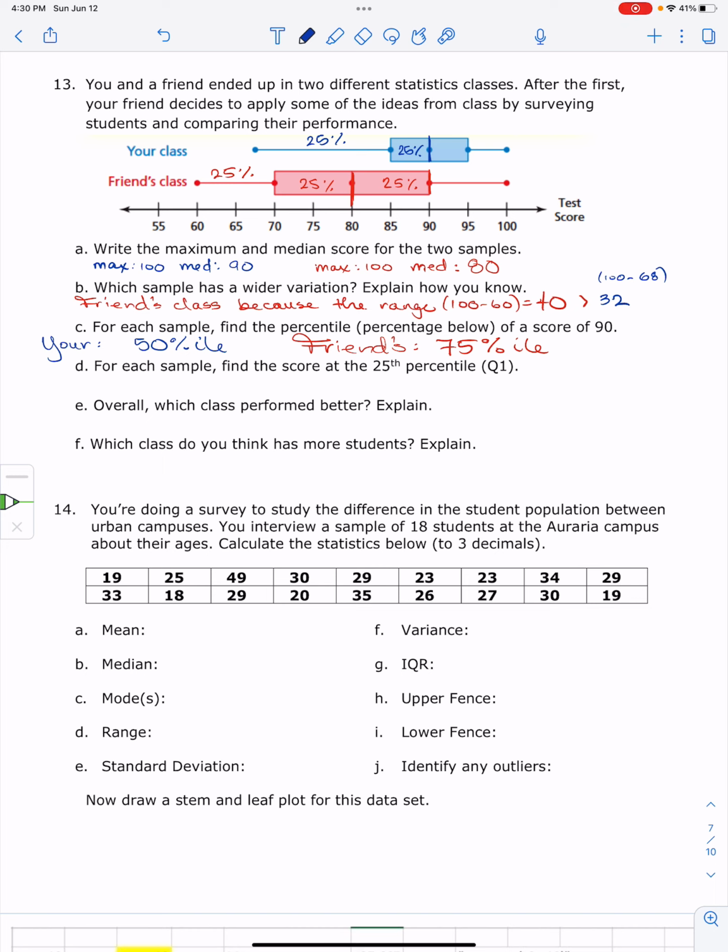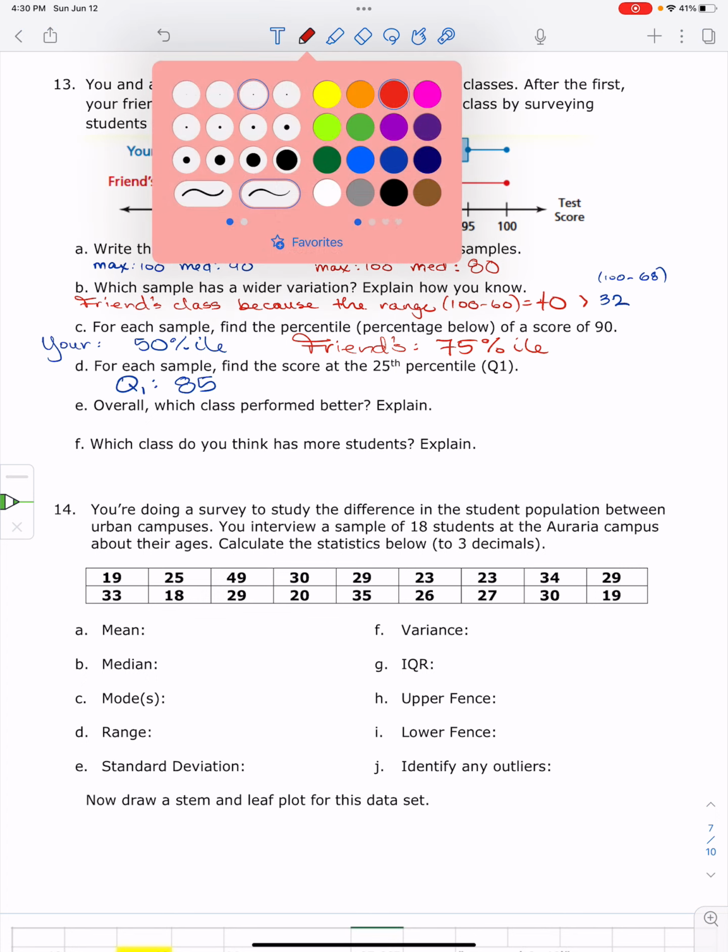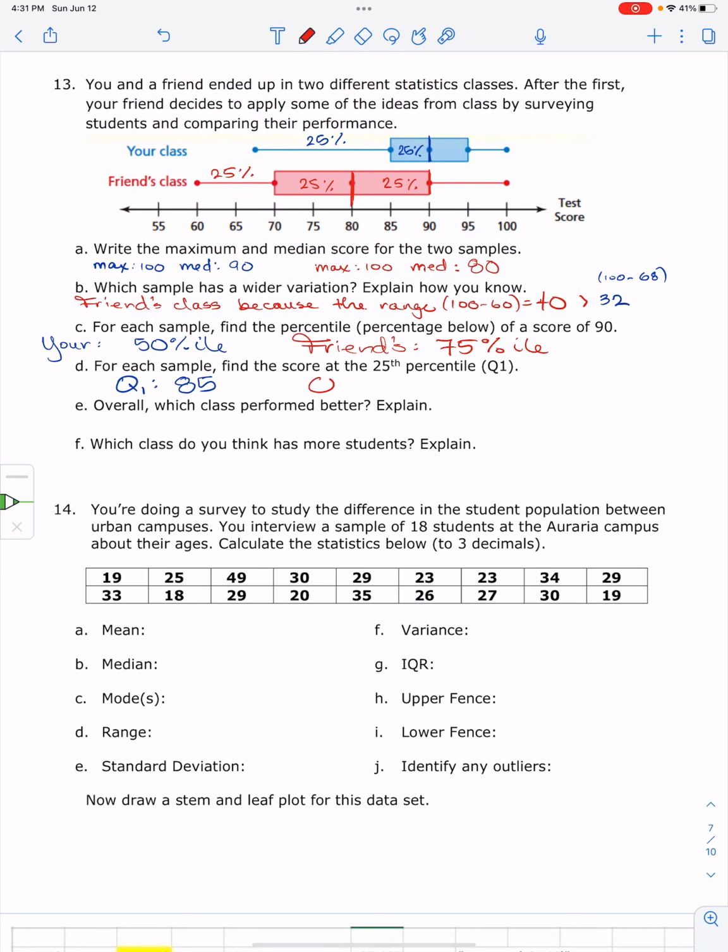For each sample, find the score at the 25th percentile. For your class, that Q1, the 25th percentile, is 85. 25% of the data falls below that value. For your friend's class, the Q1 is at 70.